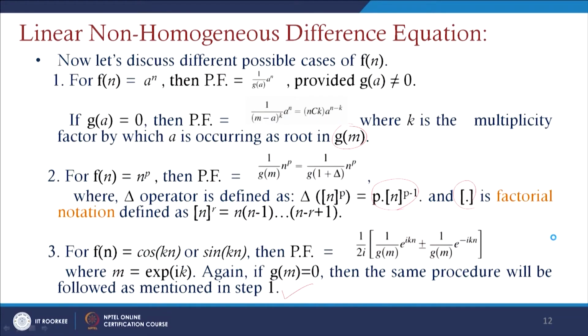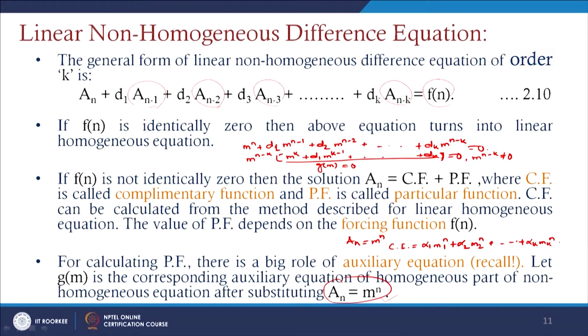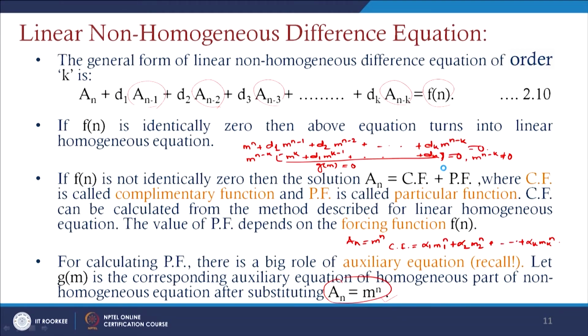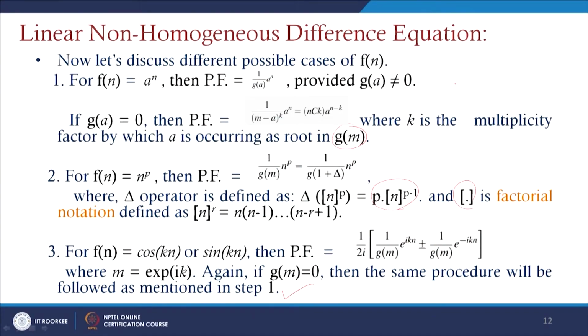And for the particular function, our earlier difference equation has been reduced in the form of G(m). If we write the particular function for this complete difference equation, then the variable a_n can be written as 1 by G(m) operated on the right hand part, that is f(n). And if you operate this, it is nothing but the particular function of a_n.